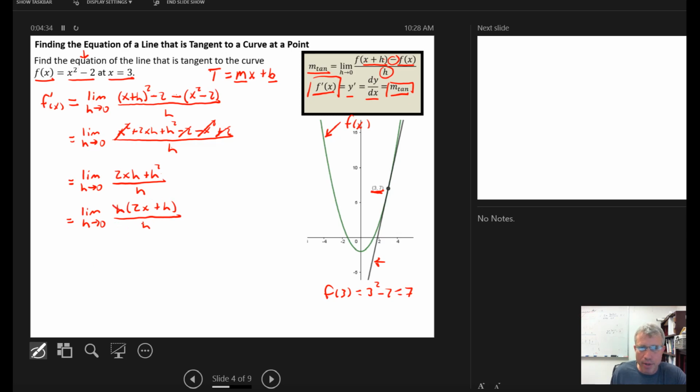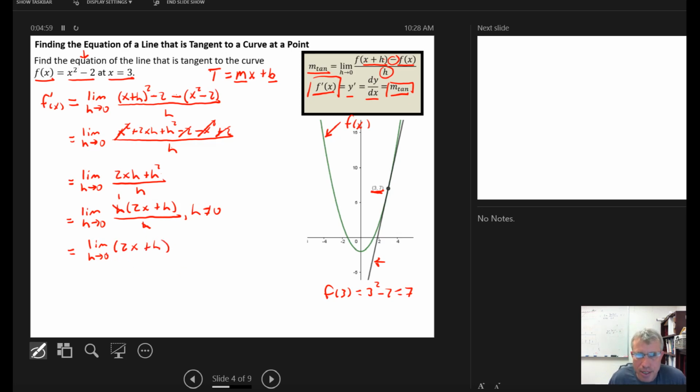And h divided by h equals 1 as long as h isn't 0. And h isn't going to be 0. We're taking the limit as h approaches 0, so we get as close to 0 as we want, but we never get 0. So now I'm taking the limit as h goes to 0 of 2x plus h.